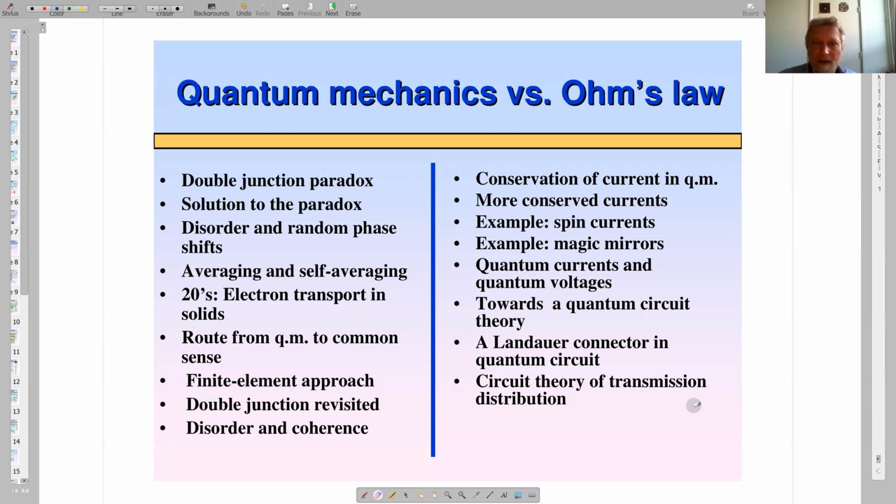And what I would like to understand first is the correspondence between quantum mechanics, which is given by scattering approach, and something which we know and we take it for granted. I would like to understand correspondence with Ohm's law.